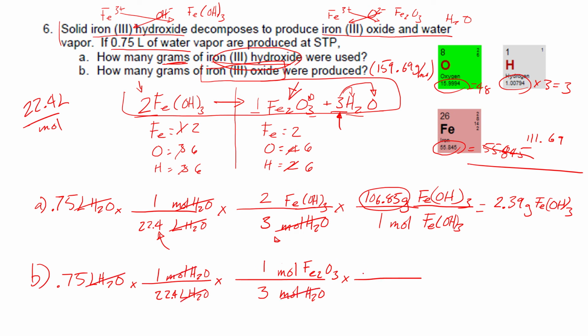Good. So now these have canceled. Now we're in moles of iron oxide. So to go from 1 mole of iron oxide, we know the grams of iron oxide. All right, we just did that math. It was right here, 159.69. So now we do some math. 0.75 divided by 22.4 divided by 3 times 159.69. And this time I have 1.78 grams of Fe2O3.